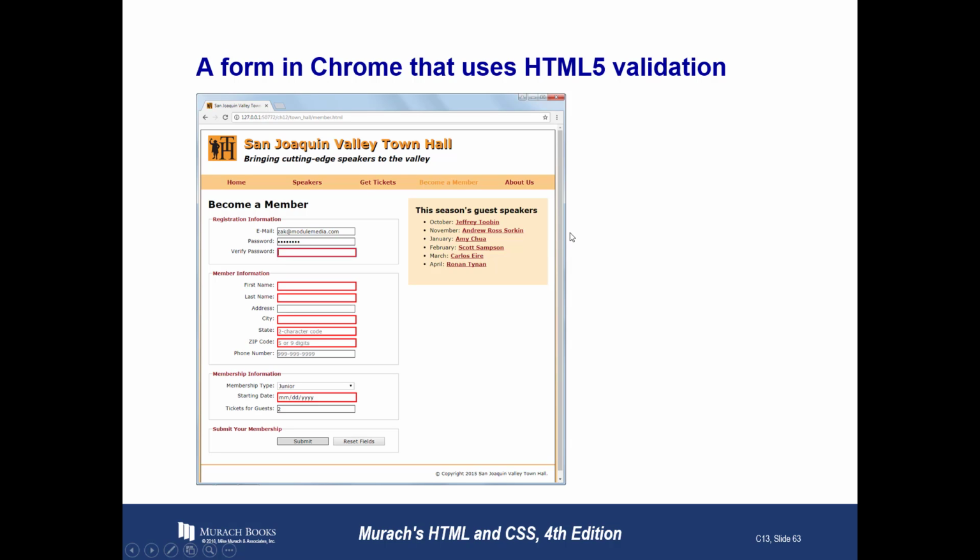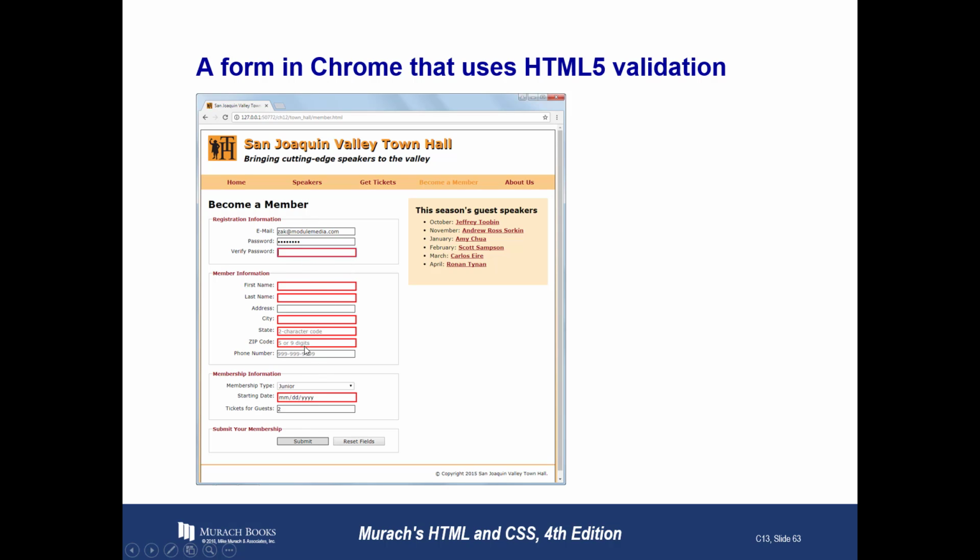So the form that they use in the book is this San Joaquin Valley Town form, which is a lot nicer looking than mine. You notice that they have four different field sets. The legend on the first one is registration information. The legend on the second one is member information. The legend on the third one is membership information. And the legend on the last one is submit your membership.